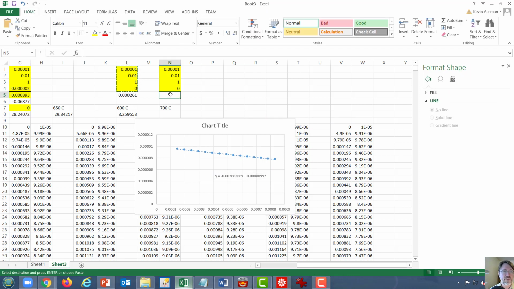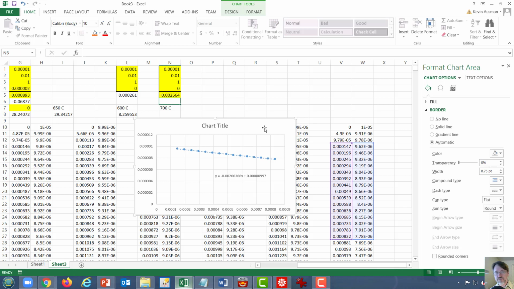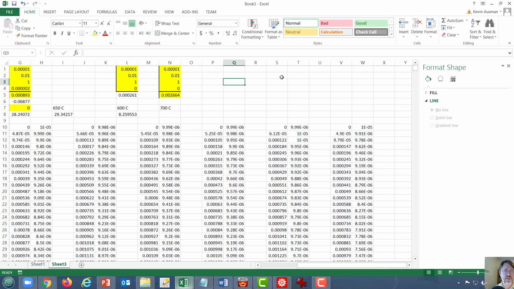And we have 0.00266366. All right. So we now have 3 data points for our Arrhenius plot. So I'm going to put them up here. We have the temperatures of 600, 650, and 700, and we have our rate constants.